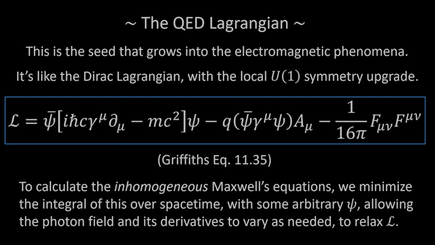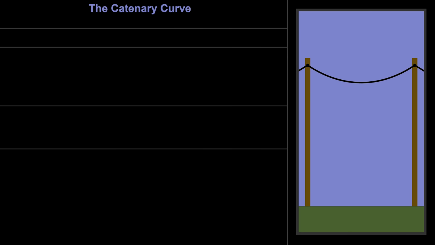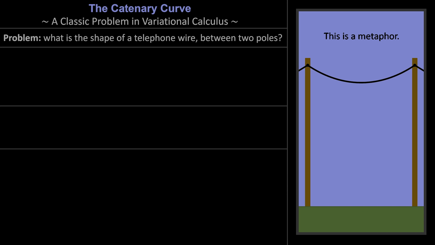Okay, so before we get into the calculation for the inhomogeneous Maxwell's equations, I want to draw an analogy to a famous problem in variational calculus that can serve as a kind of imaginative metaphor for the calculation that we're about to do. So this is the catenary curve problem, and the problem is, how do you calculate the shape that a telephone wire takes on between two telephone poles? And the key to solving this problem is to say that it's going to be the shape that minimizes the gravitational potential energy, because that's going to be the most relaxed shape.